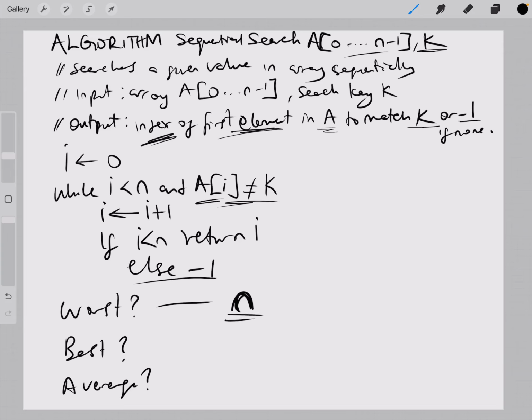Now what is the best case for the sequential search? The first item. The worst case searches through all the items, that's why it's n. This one is searching through only the first item. You only search for the first item and find the result, so it's the best case.